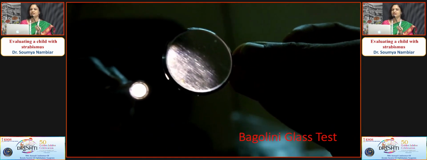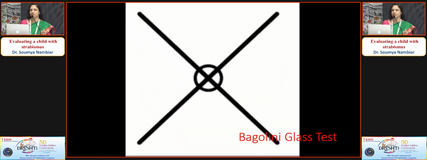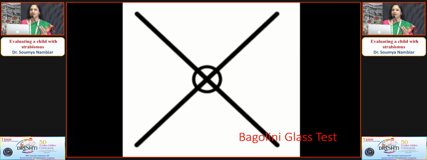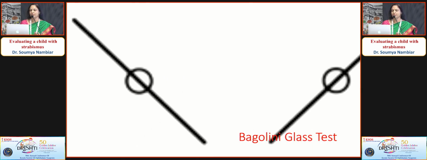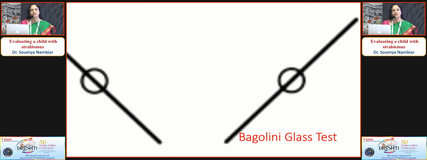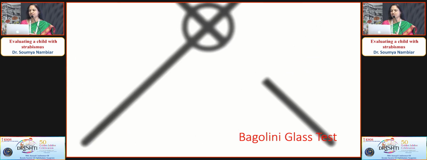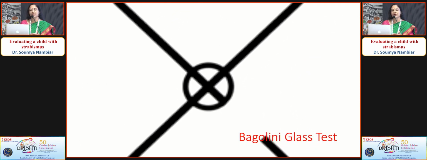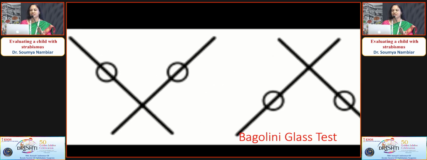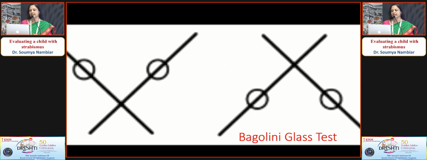Bagolini striated glasses are less dissociative when compared to the Worth four dot test. So it is more testing reality, what you do, and this is more preferred over the Worth four dot test. As you can see, the striations which you saw on the glasses, corresponding to that you can see a cross, or if there is suppression you will just see a single line.